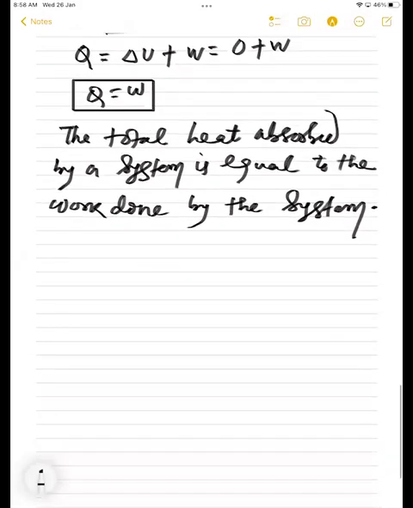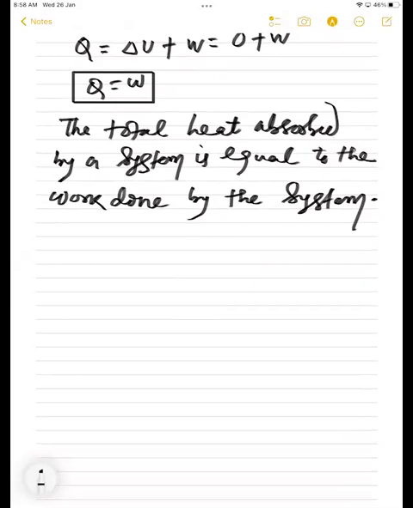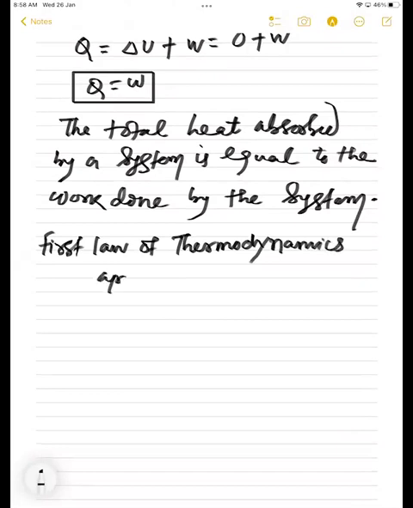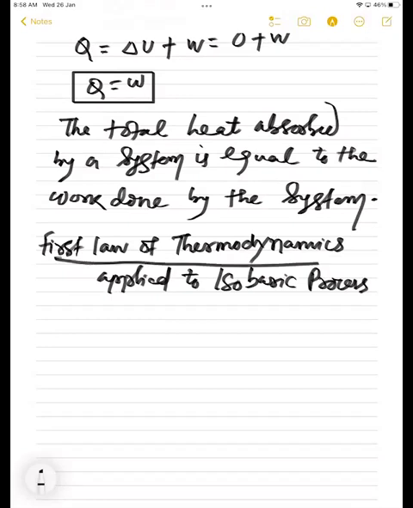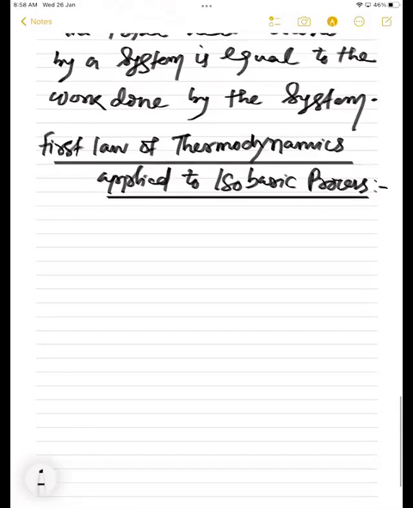Then let's go to the first law of thermodynamics applied to isobaric process, right? Students, see here, isobaric process. Isobaric process means pressure is constant, right? Yes or no? Isobaric means pressure constant. Are you getting all?